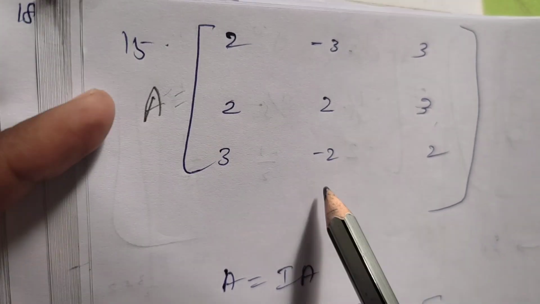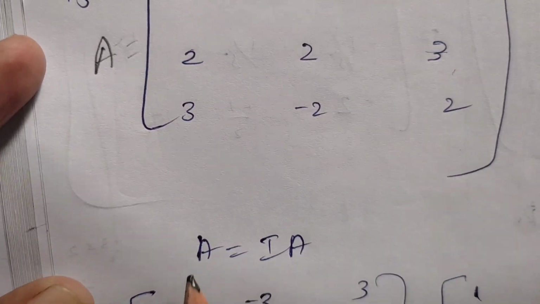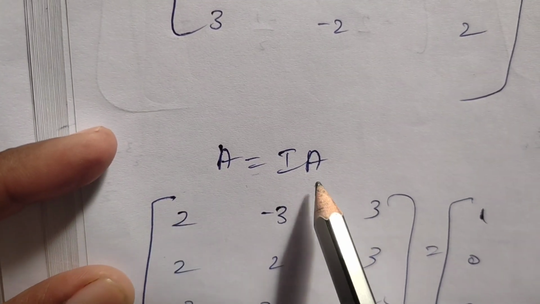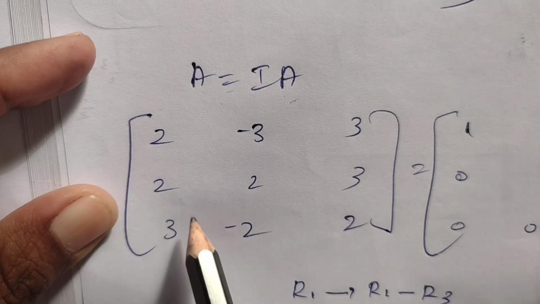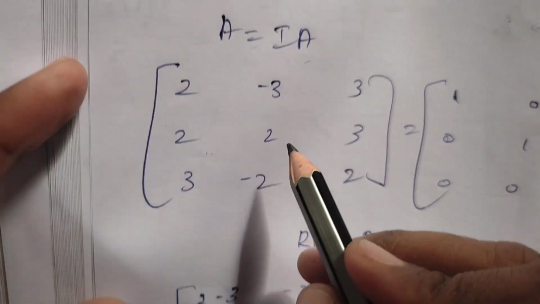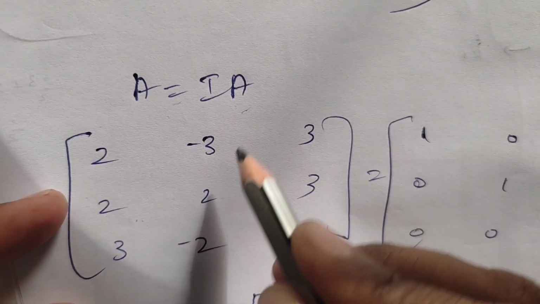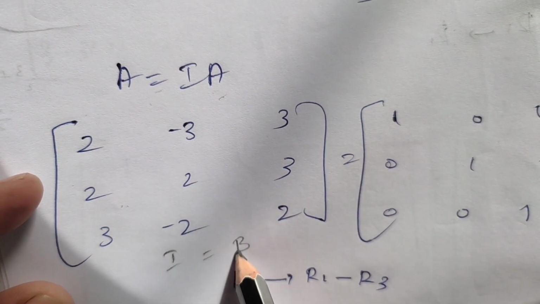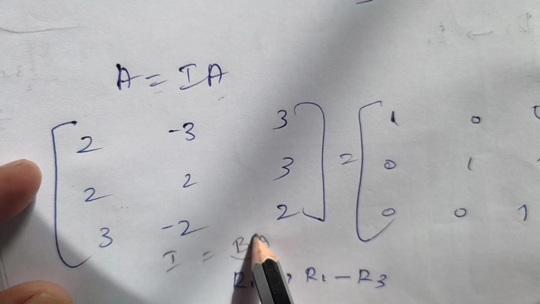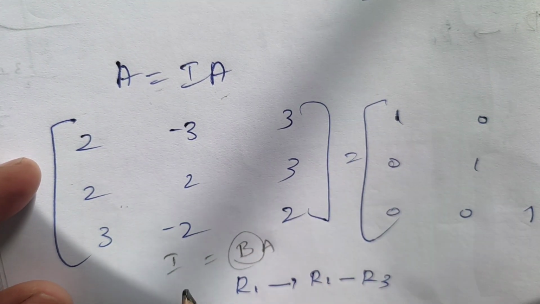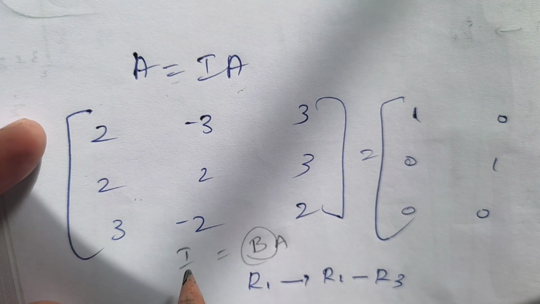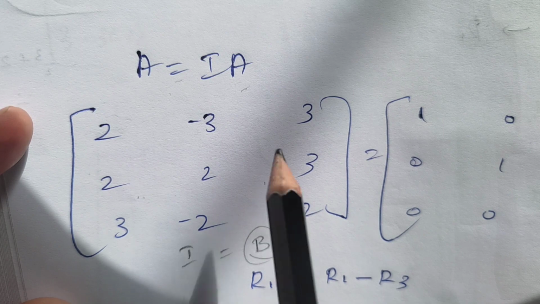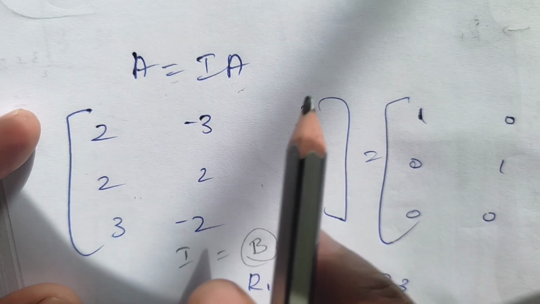Our first step is to write the given matrix A as I into A. The next step is we have to bring this A matrix to the identity matrix. I equal to, we will be getting B into A. So this B will be the inverse of our given matrix. So to make this matrix the identity matrix, what are all the steps to be followed? Let us see that.